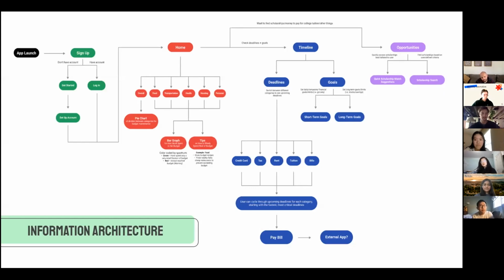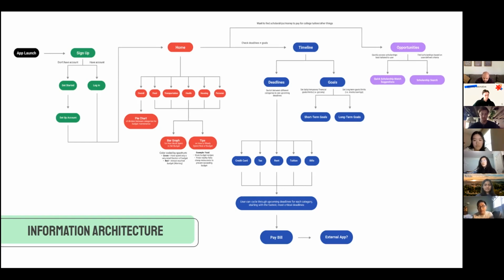Okay, so we can briefly go over the information architecture. Sorry if it's a little hard to see, but basically, when you launch the app, you get to sign up. If you have an account, you can sign in. If not, sign up for an account. Then you go to your home, which shows you a dashboard with visualizations of certain data. It will show you bar graphs for different categories, for example categories of needs like food, transportation, housing, healthcare, and so on. It shows how much you spent for that category, but also how much of that budget you have left, so it'll let you know if you're in danger of exceeding it.